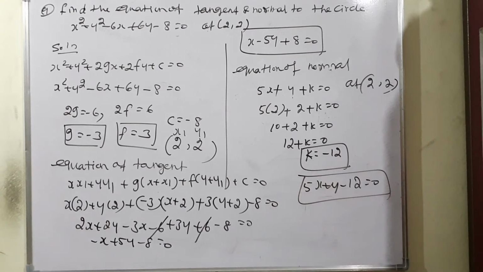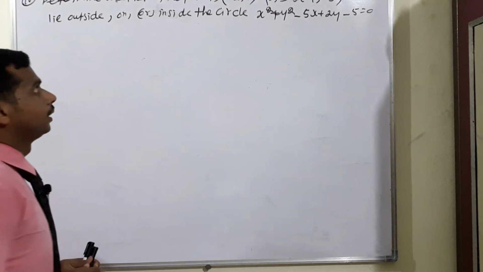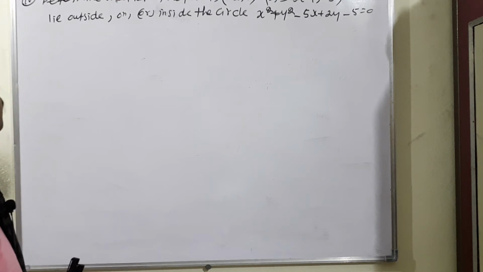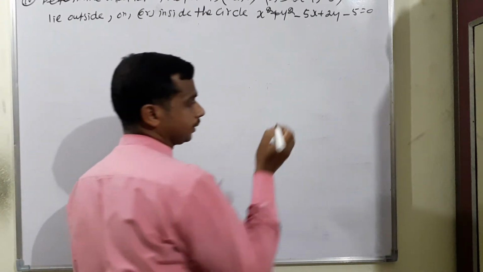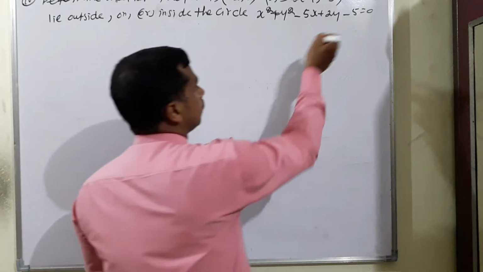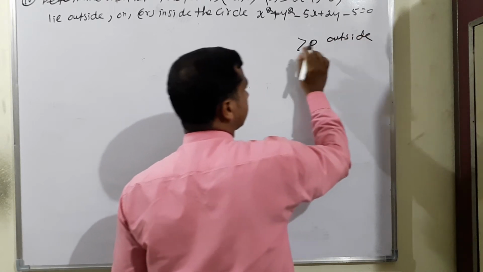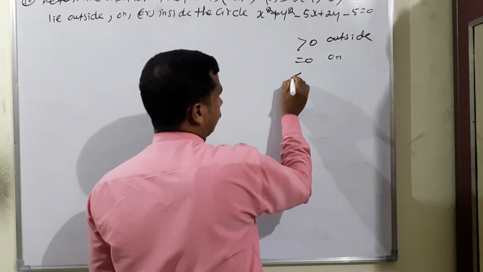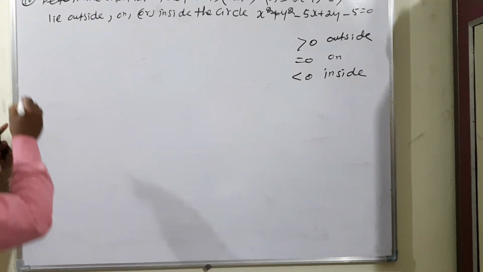Okay, I will continue with the next question. Question number 10. Determine whether the points minus 2, 1, 0, 0 and minus 4, minus 3 lie outside, on, or inside the given circle. Already we have discussed this in, I think, theorem 5.2. So greater than 0 means what will happen? Outside the circle. If you have the result greater than 0, it is outside the circle; equal to 0 means we can say on the circle; less than 0 means inside the circle. It's an important condition. What is the given value?